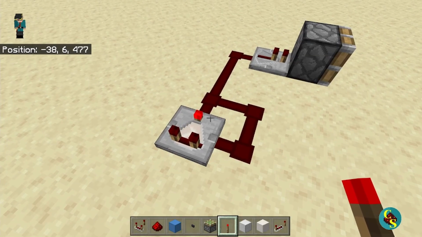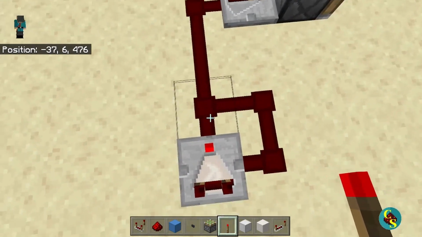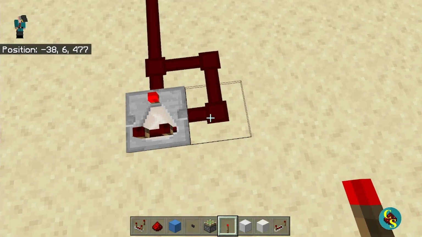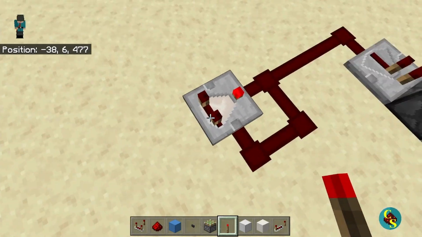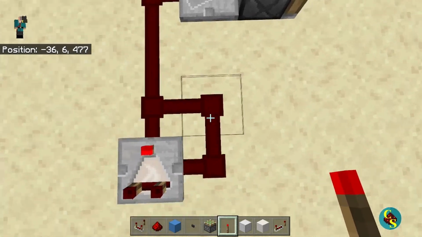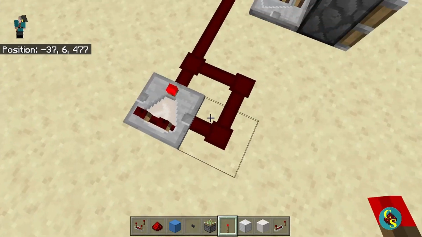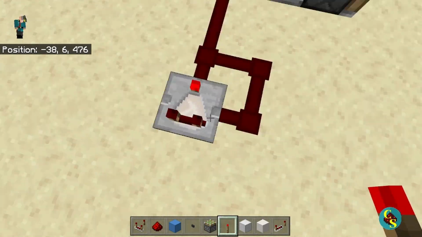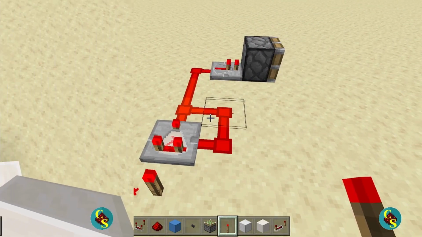How this works is pretty simple. We are inputting a signal strength of 15, so that means it will output a signal strength of 15 here, 14 here, and then 13 here. This 13 is then going to subtract into this 15, meaning that it will output a signal strength of 2, which means this will be 1 and this will be 0. But since this is 0, there is no longer anything subtracting into the 15, meaning that this will be 15 again, and the cycle continues, which turns it into a super fast redstone clock as we see here.